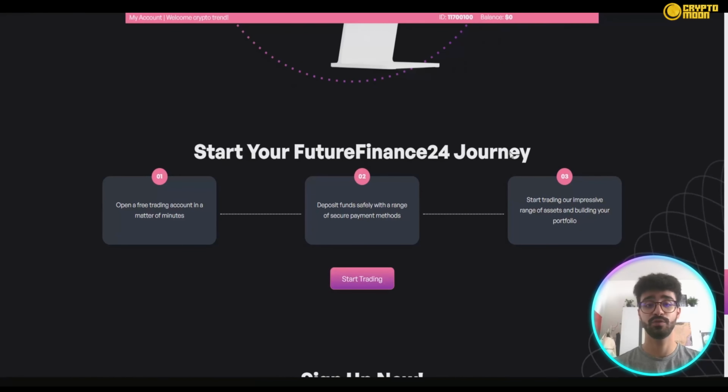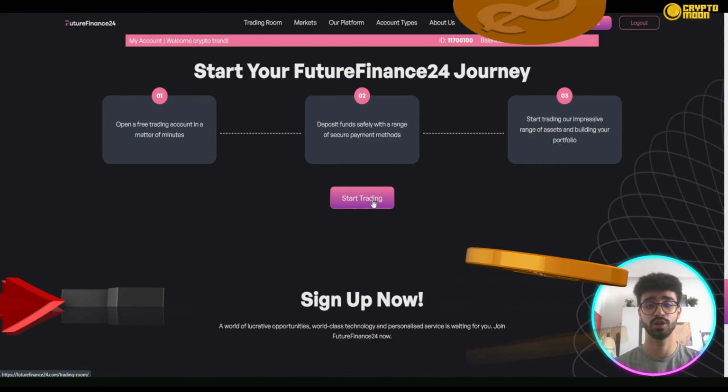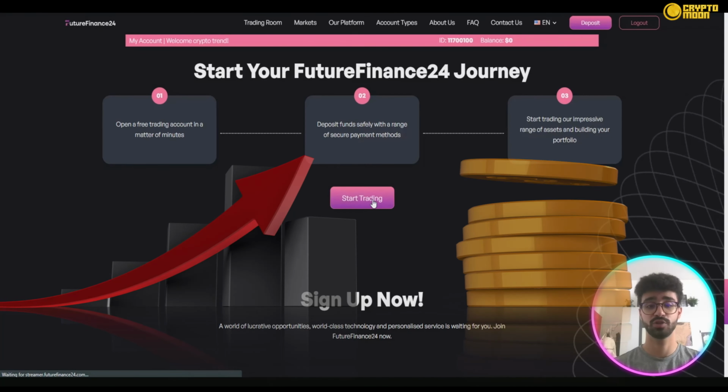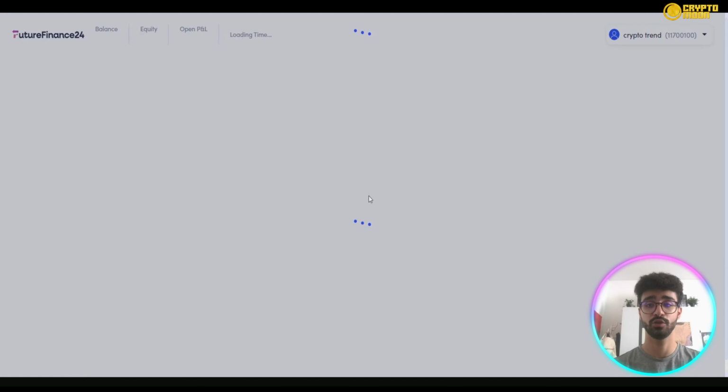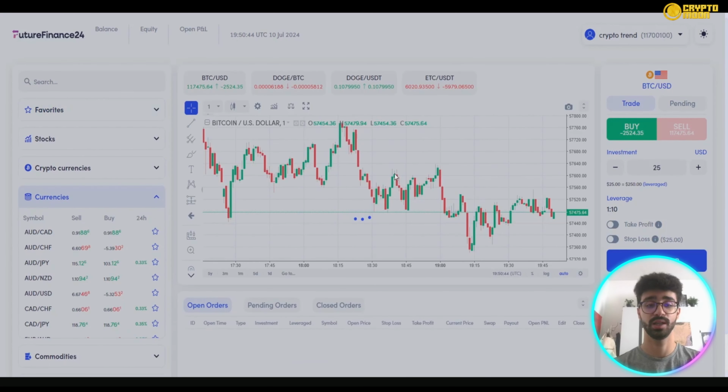Of course, starting with FutureFinance24 is actually really easy. So the first step would be opening a free trading account. And it takes only a matter of minutes, and then you just deposit funds and then you start trading. Of course, if you are interested to start trading straight away, you just need to press this button right here and you will be directed to the login page for the platform. In this case, I'm already logged in, so it will be automatically bringing me to this small section right here.